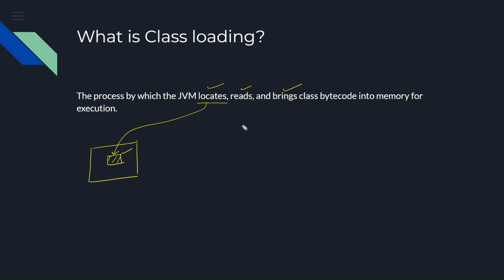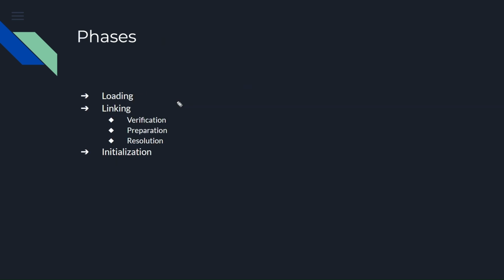Once it has the .class file, it has to read the data, because we know in the .class file, we have different opcodes. So the JVM needs to read that data. And after reading the data, it has to create a runtime representation of that class, that bytecode, in the memory. Okay, the memory that gets allocated to the JVM when we start a program for execution. So this is all done under the umbrella of class loading. So in class loading, the JVM finds the class, reads the class, and then creates a runtime representation to run the Java code.